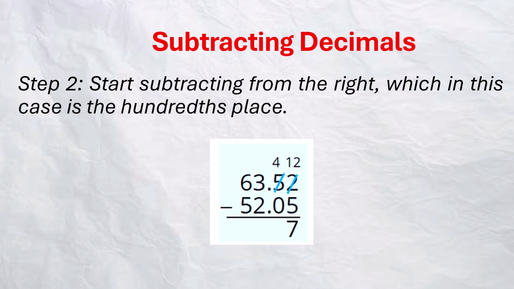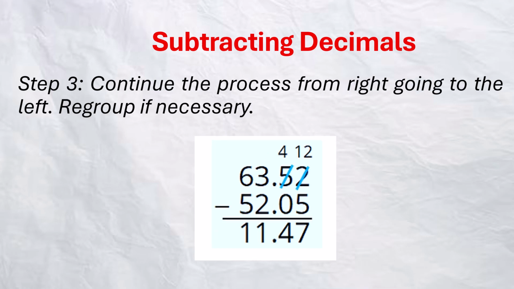2 minus 5 is not possible, so we have to regroup. So 5 will become 4, and then 2 will become 12. So 12 minus 5 is 7. Step 3, continue the process from right going to the left and then regroup if necessary. 4 minus 0 is 4, 3 minus 2 is 1, 6 minus 5 is 1.